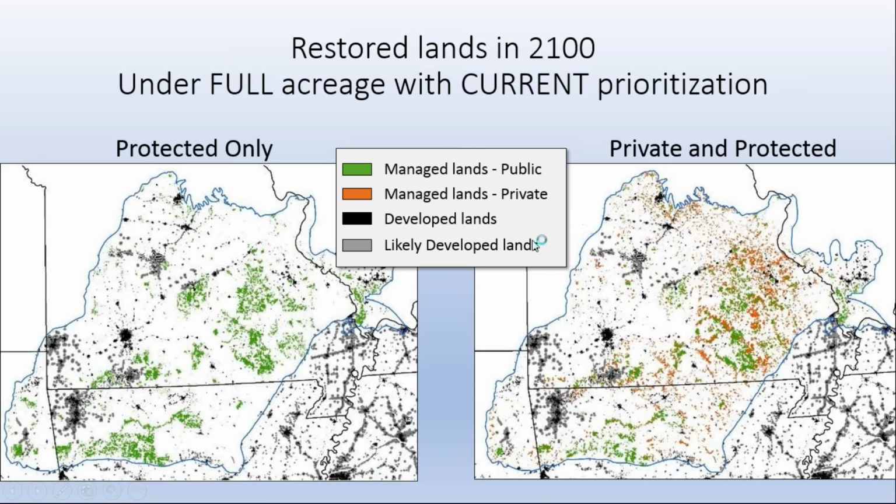Here's a side-by-side comparison of what the restored areas look like in 2100 under full acreage. On the left, we have just protected lands. And on the right, we have private and protected lands. I should note at this point that what we realized in these scenarios is that we're limited in the number of acres of restoration that could occur on protected lands because there's just a limited number of public lands out here. By protected lands and public lands, I mean national forests, conservation areas, Nature Conservancy areas, and so on. So we were limited here, and there were fewer acres in these scenarios than in the private and protected, which makes sense, but it was important to realize that from a planning standpoint.